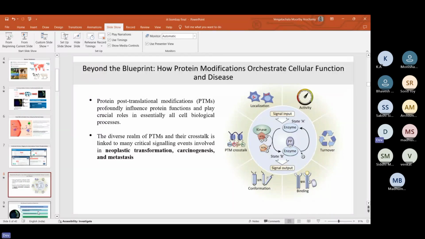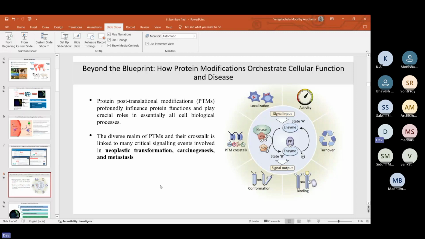This graphic represents the output of protein phosphorylation. It changes the localization of the protein, its activity and turnover, and its binding to different molecules, for example making a heterodimer so that it can become a transcription factor, as well as PTM crosstalk between epigenetic modification and post-translational modification. So protein phosphorylation is an important event which regulates all aspects of biology.